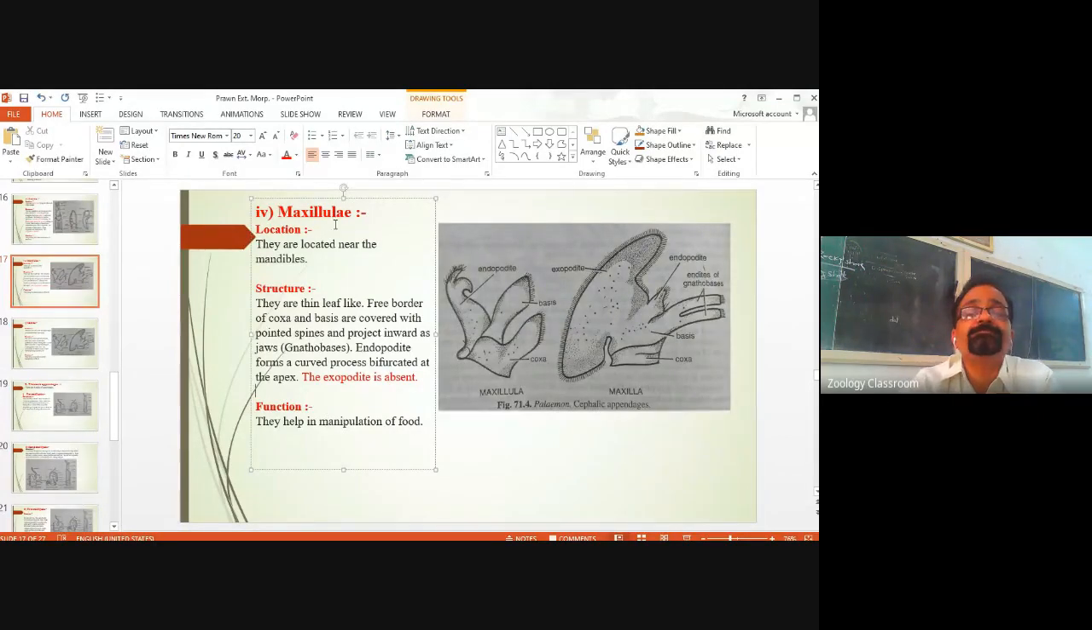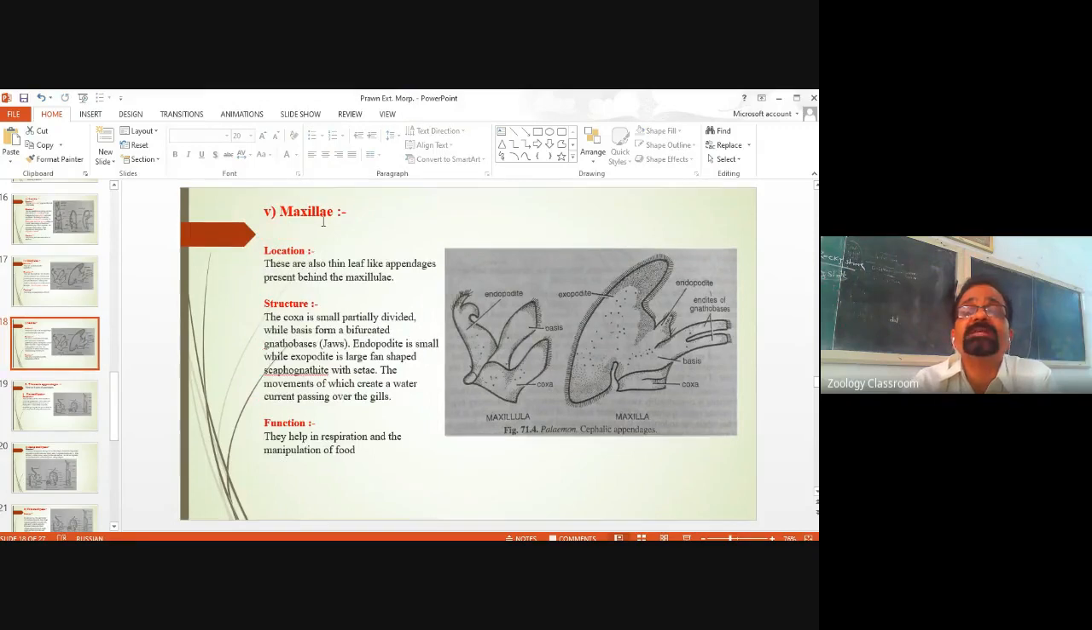So this is the maxillule, single maxilla. Then the next one is the maxillae, plural, single maxilla. Now see its location. These are also thin leaf-like appendages present behind the maxillules. Now see the sequence. First one is the antennule. Is the location of the antennule preoral or postoral?